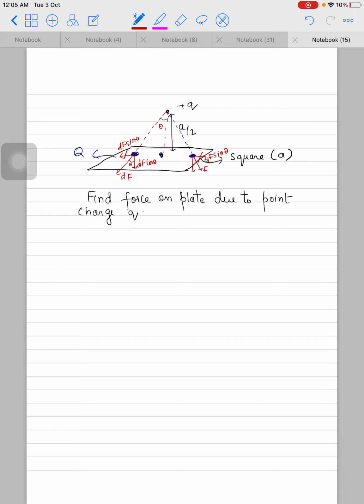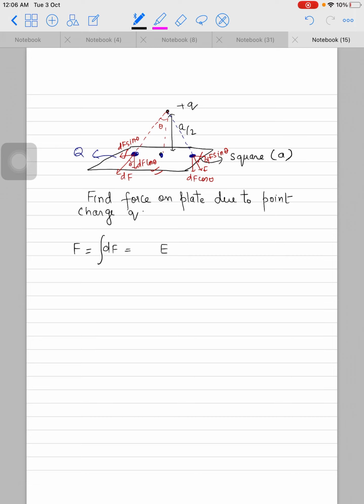You take another patch also, there will be again a pair, and the component parallel to this plate will always be cancelled out. Only this perpendicular component will be left. So net force will be in the downward direction here. So this will be dF cos theta, which will get added. So net force is nothing but the integration of dF.